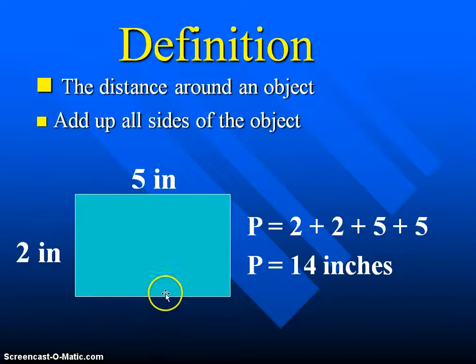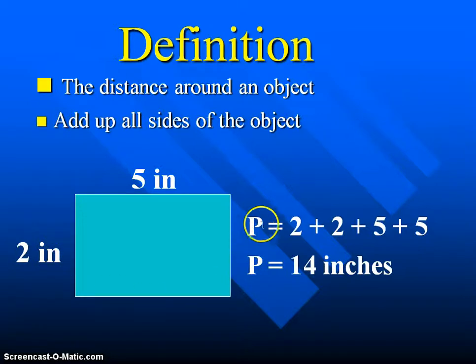So now we come to this side, and you might ask yourself, well, I don't know how long the side is. Well, we can figure it out because in a rectangle, the opposite sides here are the same. So this is 5 inches long because the top part is 5 inches long. Same thing with this side right here. This side is 2 inches long because its opposite side is the same. Part of the definition of a rectangle is that the opposite sides are the same.